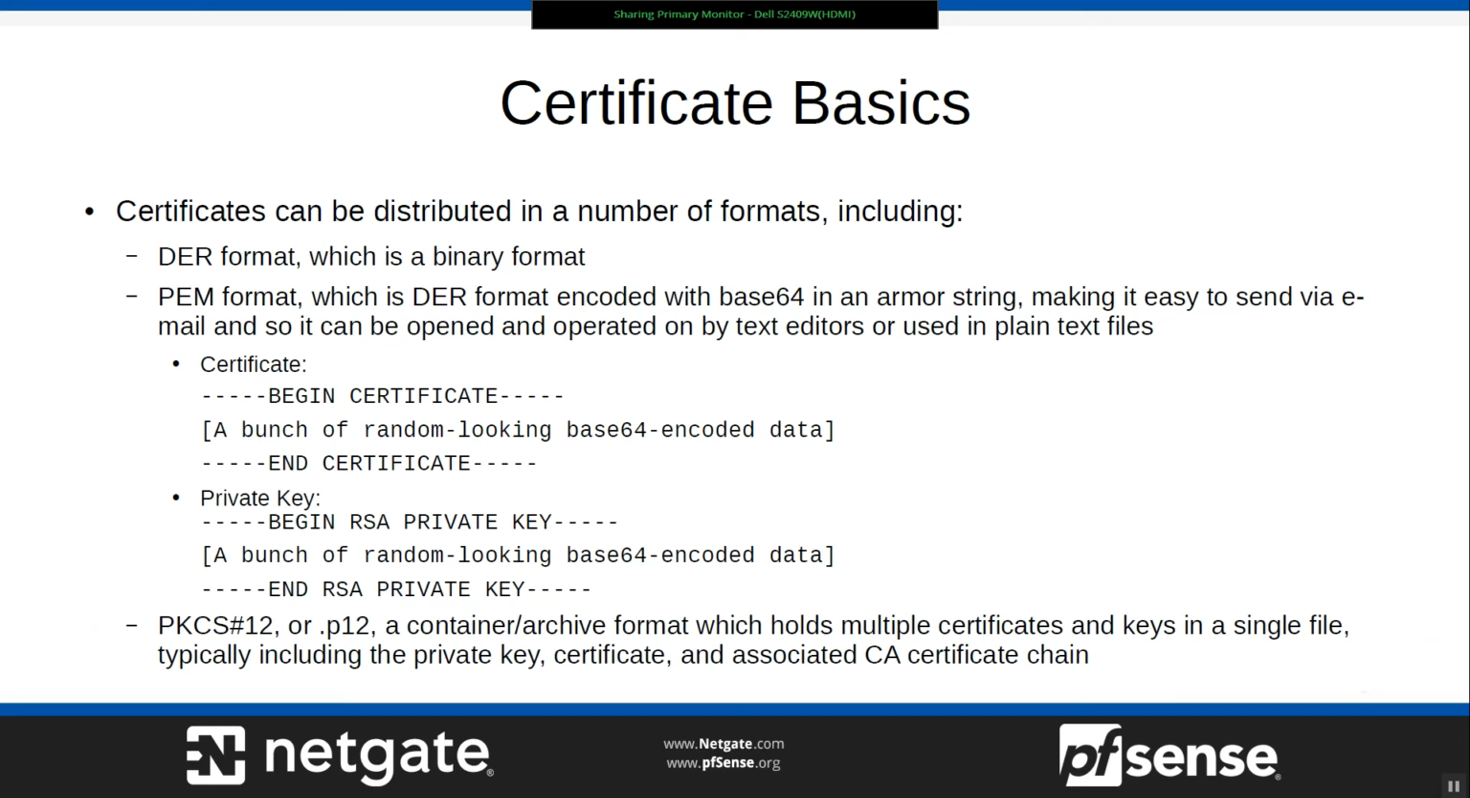Most people are just going to see PEM, but underneath it all is the DER format, which is a binary format. And PEM is really just DER encoded in base 64 with an armor string around it. So this is what you're probably going to see if you've exported or looked at most any certificate out there. You're going to see a begin certificate, end certificate block or armor string around a block of random looking base 64 encoded data. Private key is going to have a similar looking block with begin RSA private key and end RSA private key at the beginning and end.